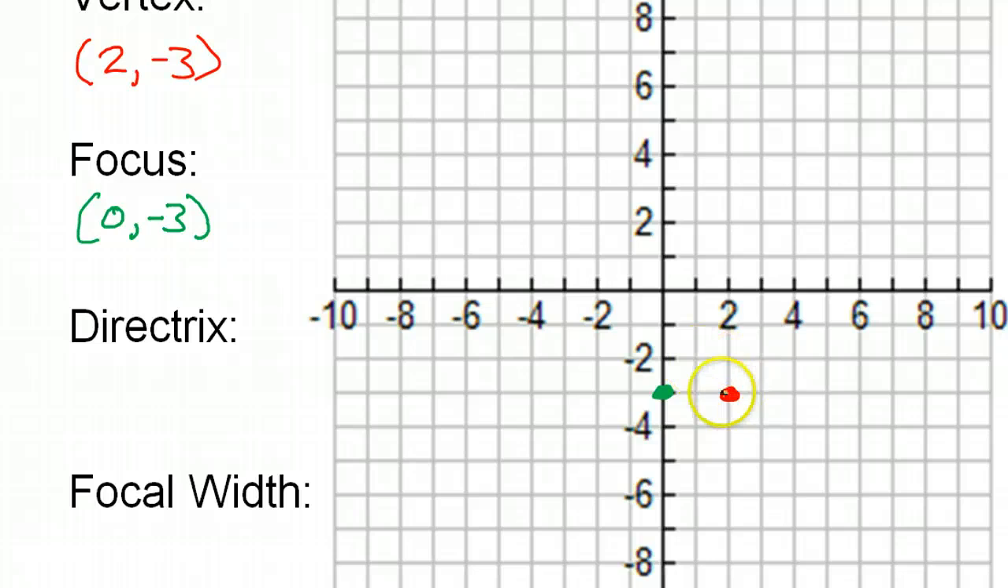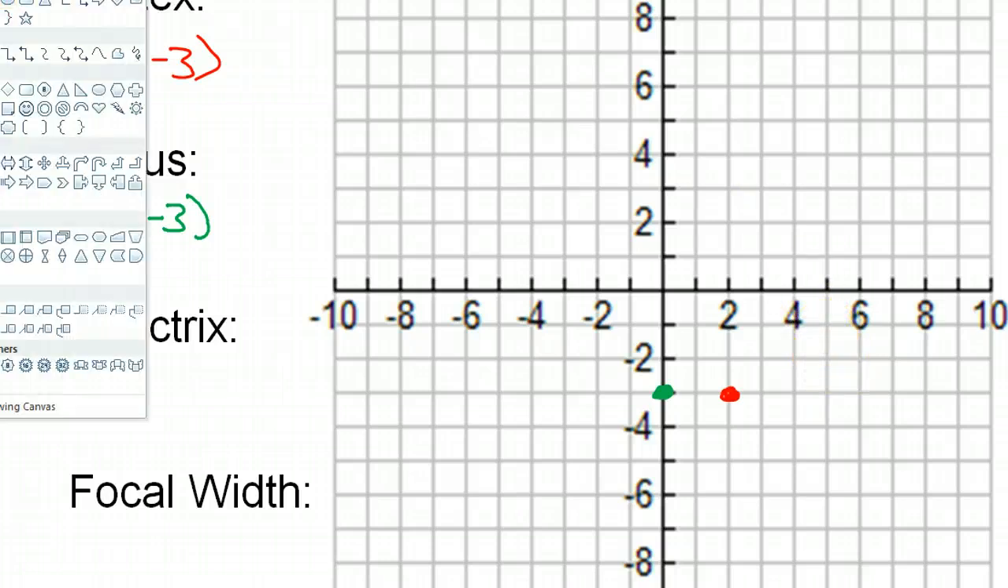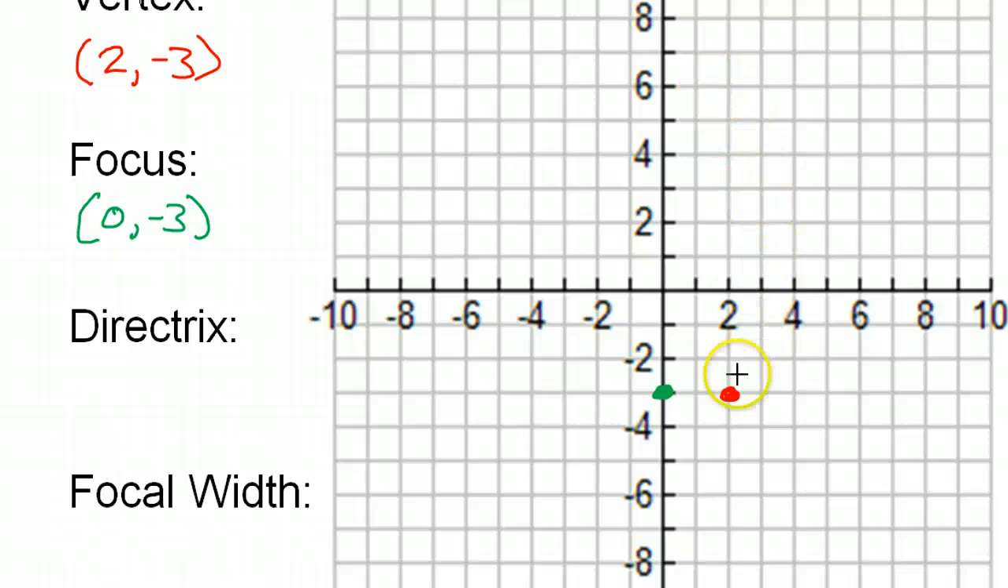Alright, the directrix should be the same amount in the opposite direction. So the directrix should be right here. Alright, 2 to the right.